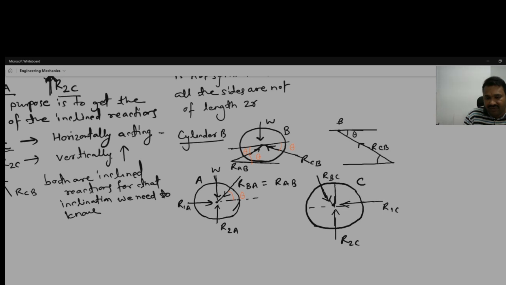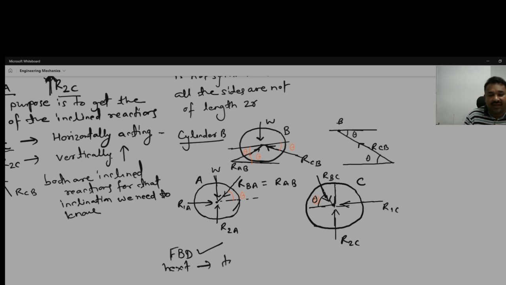So this angle will be same, so that's why from here to here this angle is theta. So in this way we have drawn the FBD of all the cylinders. FBD is now done.